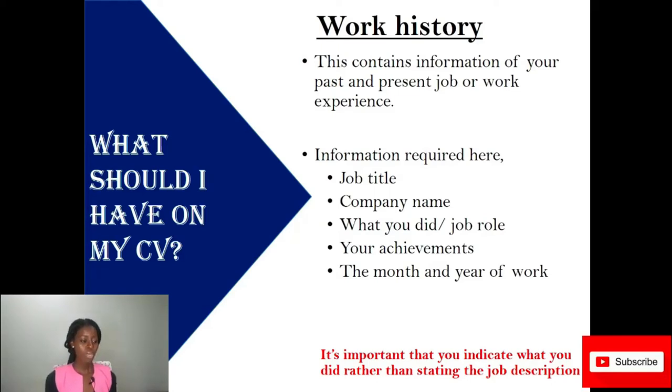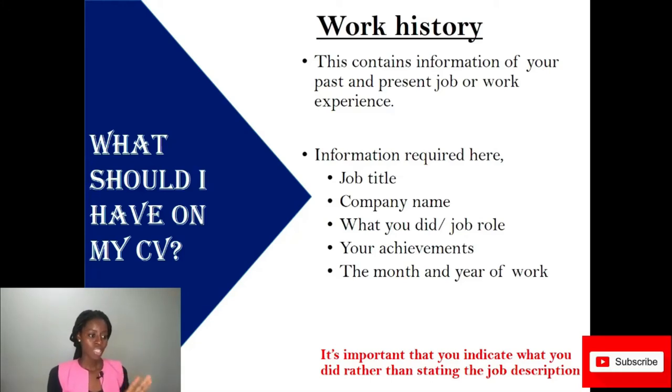Okay, so now the next thing is your work history. This part contains information on your past and present job or work experience. So the information required here are your job title, the company you worked for, what you did, your job role, your achievements, and the month and the year of your work. So don't forget to look at the job description and ensure you align your work history to the job description. Remember I said you don't need to write out your job description. What you're writing out is what you achieved or what you did on that job.